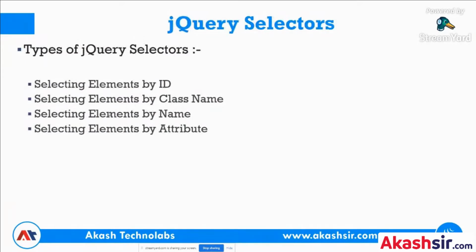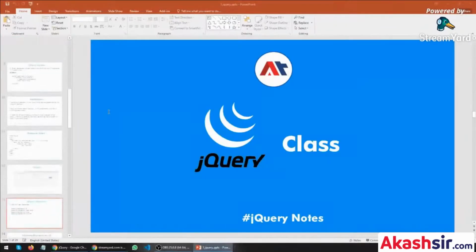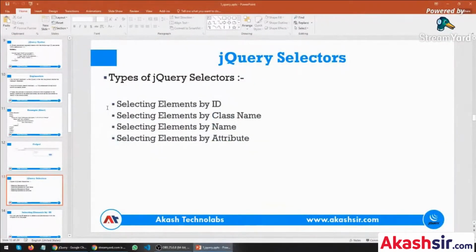Okay. So if you want to manipulate some action, or implement some action in your website, we have to select some elements, and we have 4 different selectors. You can select by ID, you can select by class, name, and attribute. But before starting this concept, let me give you a first demonstration of jQuery, and then we will discuss the selectors.